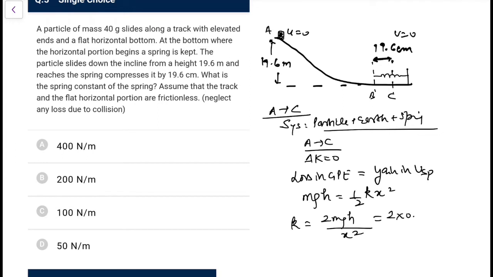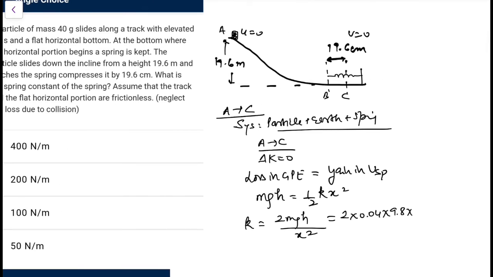Put the value: this is 0.04 because it is 40 grams. G, let me take as 9.8, because whenever 19.6 is written, we know it is 9.8 into 2. And with half k x square, mgh, h is 19.6 meters and x square is 19.6 centimeter, that is 0.196 into 0.196. So what we can do, we can multiply it here.